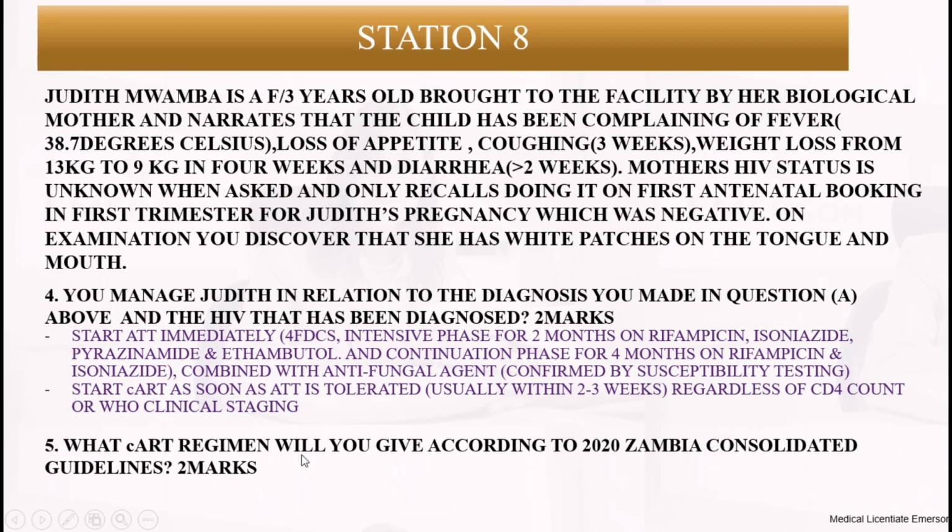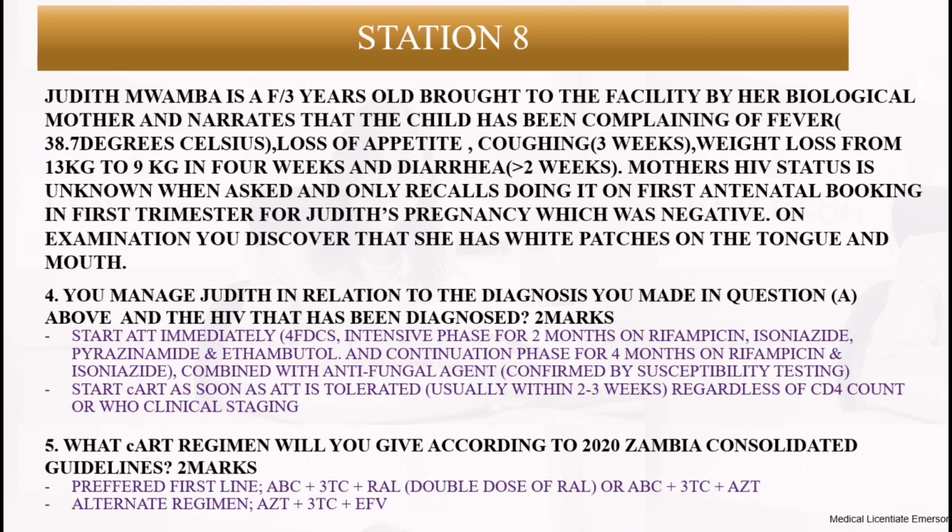Okay, so this is question 4. Then question 5, what CART regimen will you give according to this? So the preferred first line for someone with co-infection of TB and HIV, then we discover them at the same time. The age is 3 years and the weight is 9 kg.